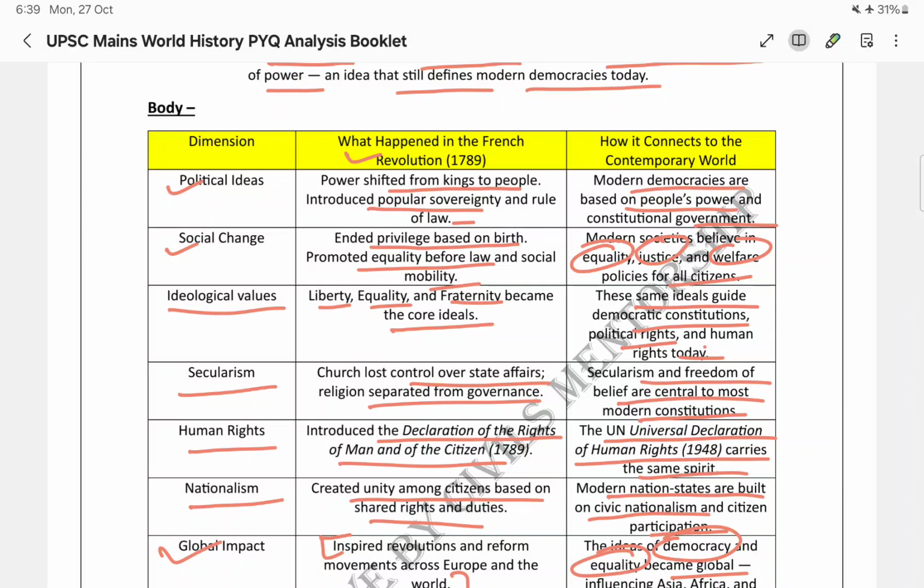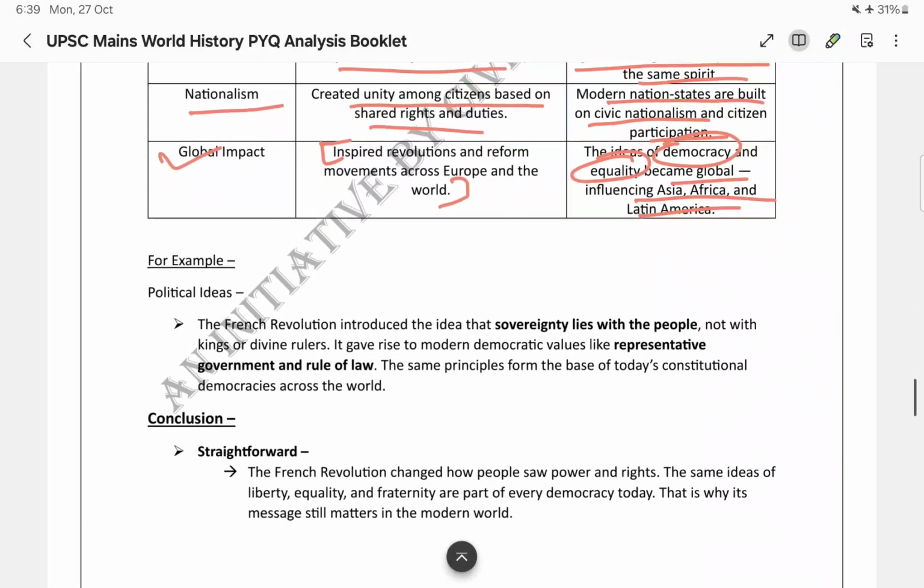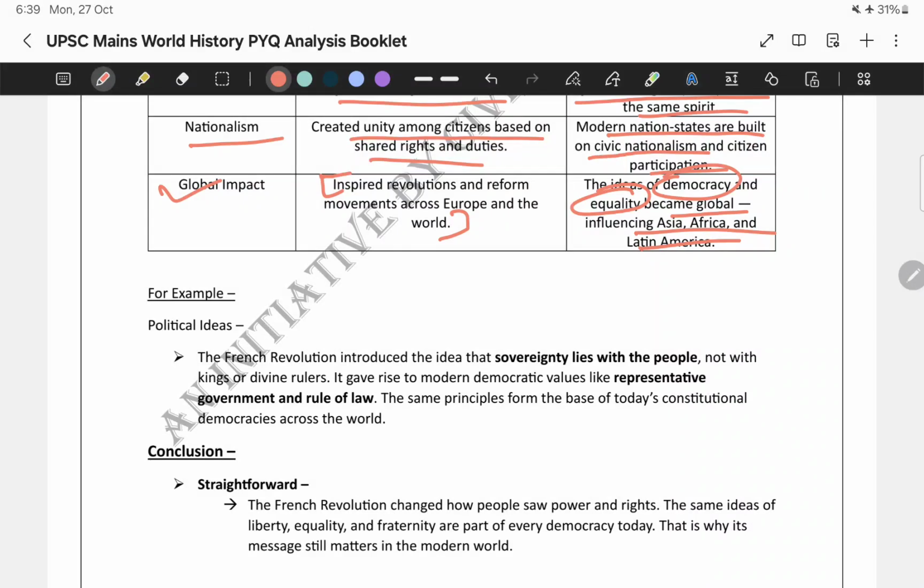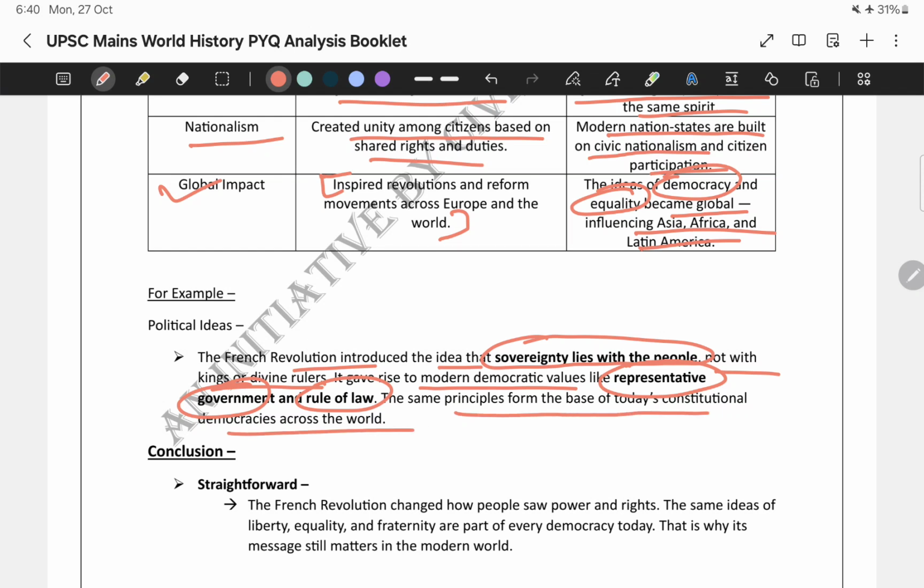So these are the dimensions. For example, if you take political ideas, how can you present your answer for that particular dimension? You can simply write like this: the French Revolution introduced the idea that sovereignty lies with the people, not with the kings or divine rulers. It gave rise to modern democratic values like representative government and the rule of law. The same principles form the base of today's constitutional democracies across the world. So this is one way of presenting your answer.